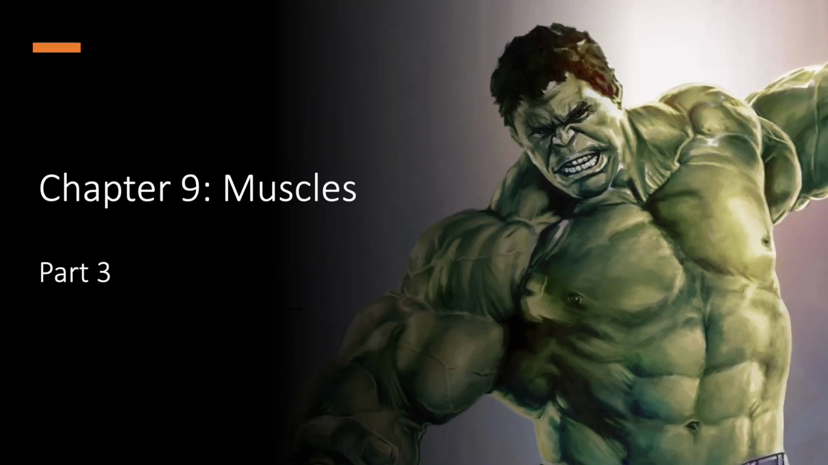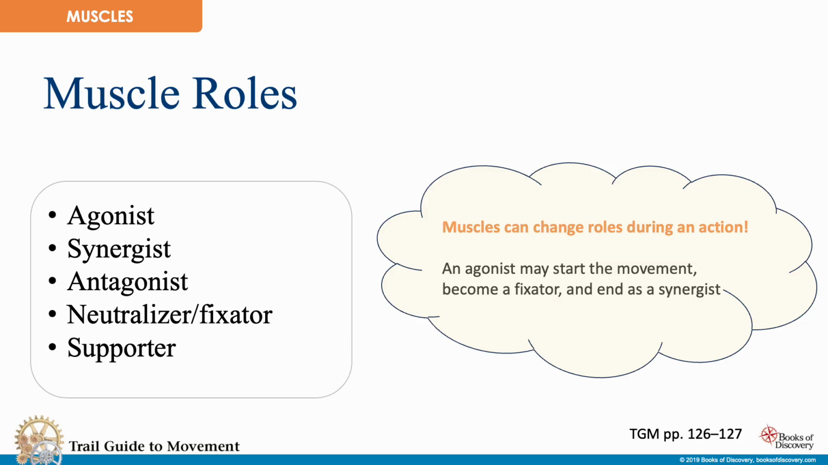Today in Kinesiology 2, we will be studying Chapter 9, Muscles. This is Part 3 and the final part of our muscle definitions. We're going to go over muscle roles. So think of it just as that, a role, like a play. So we've got the agonist, the synergist, the antagonist, neutralizer and fixator, and the supporter.